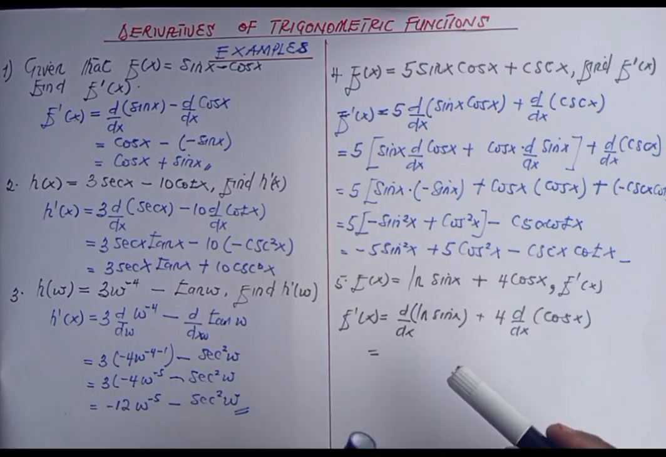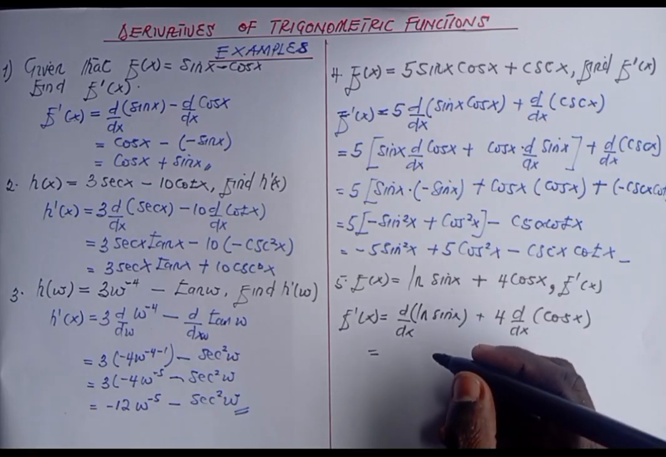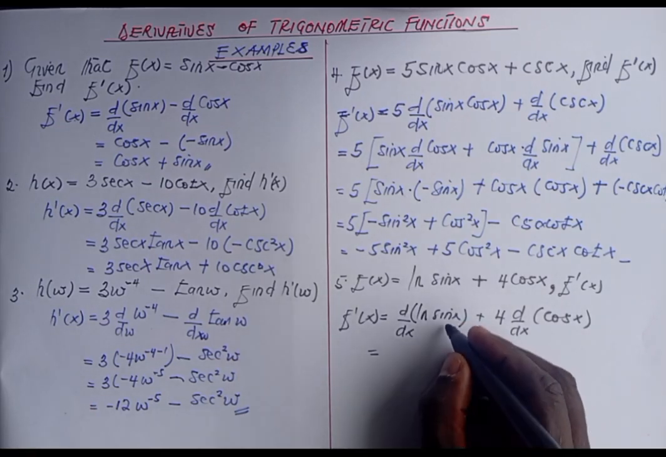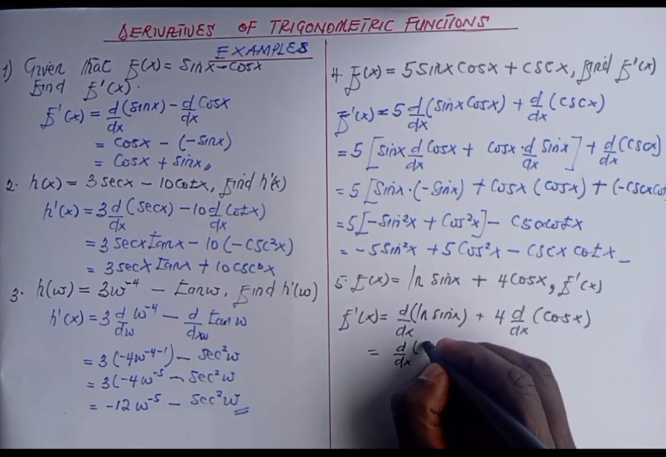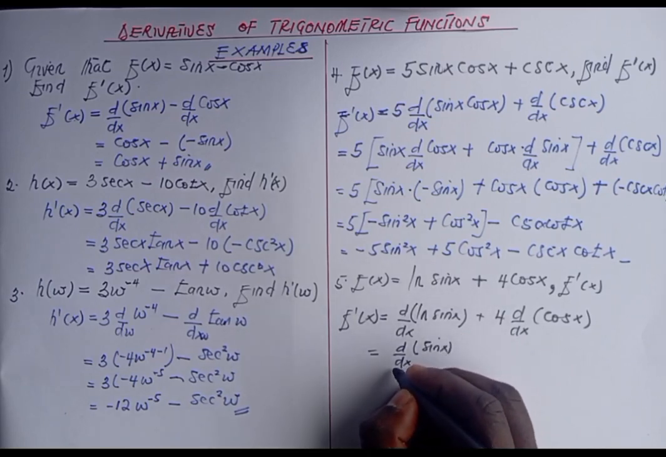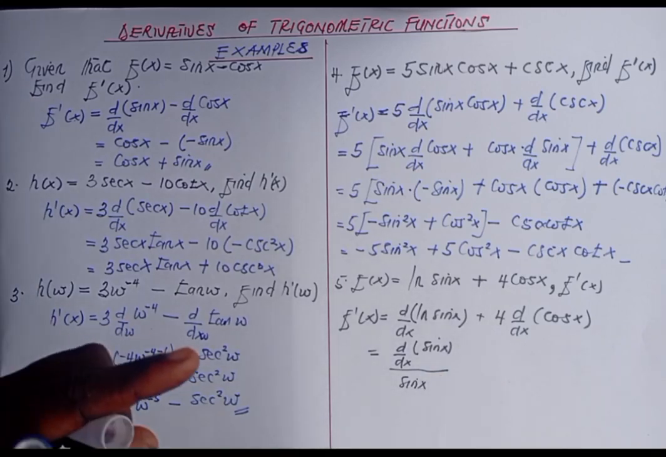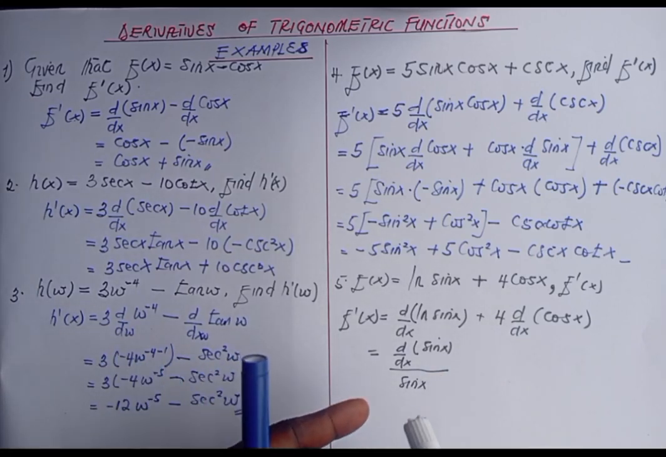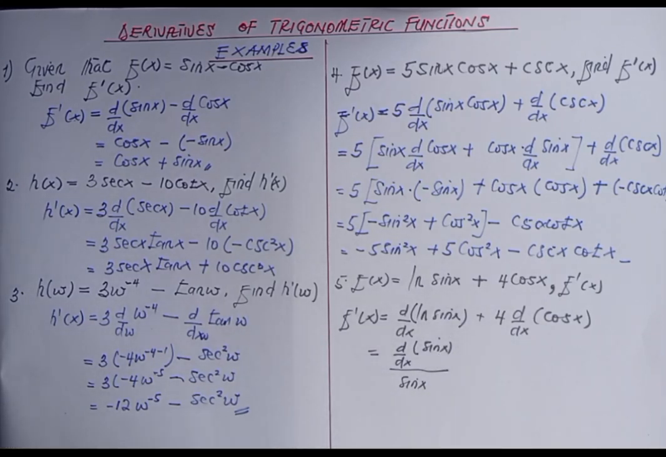So we have a ln function, a natural logarithmic function of sine x. So what we are going to do is that when you have a ln function, we differentiate the inside function all over the inside function. So our inside function is this. So we differentiate the inside function, which is sine x, all over the inside function, which is the same sine x. That is how we differentiate a natural logarithmic function. You differentiate the inside function all over the inside function.